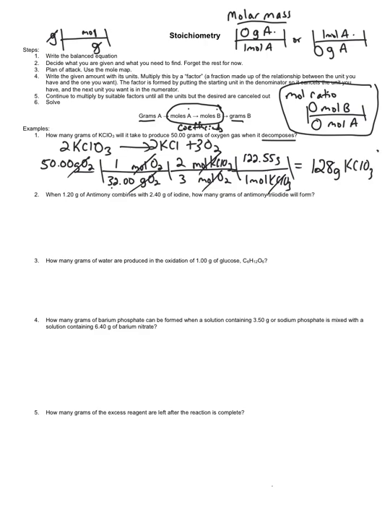And again, because this is a rounded value at the end, I'm going to round to 3 significant figures whenever we have a number that we're going to round to. Okay, next problem. 1.2 grams of antimony combines with 2.4 grams of iodine. How many grams of antimony triiodide is formed?